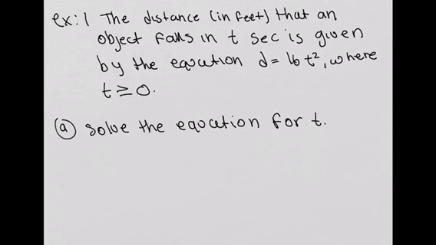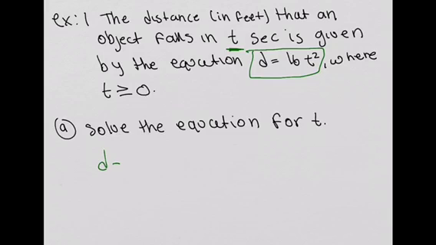Example 1 says, the distance in feet that an object can fall in t seconds is given by the equation d equals 16t squared, where t is greater than or equal to 0. If we're thinking about time, we want our answer to be positive, okay? So part A wants us to solve the equation for t.